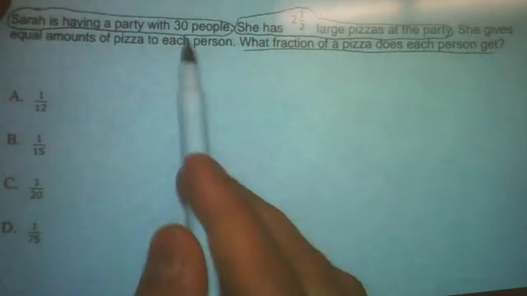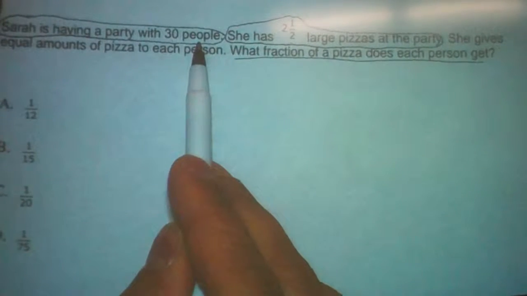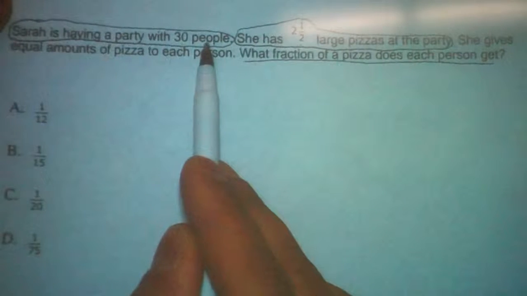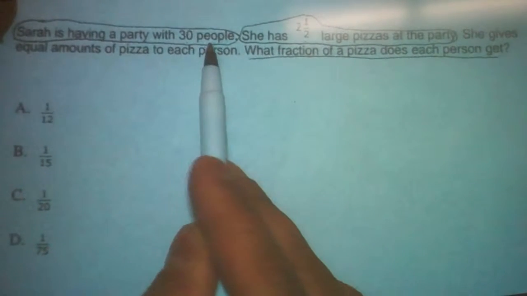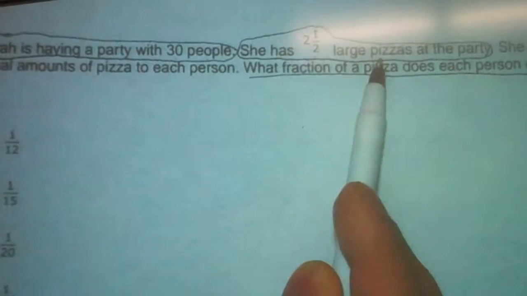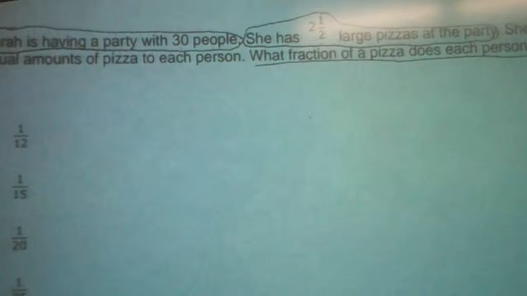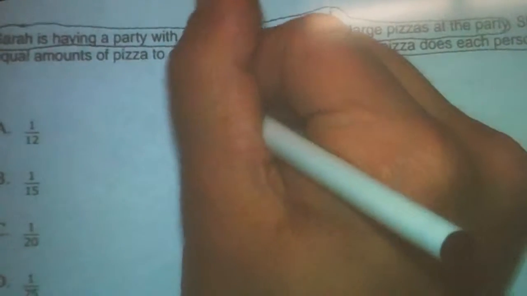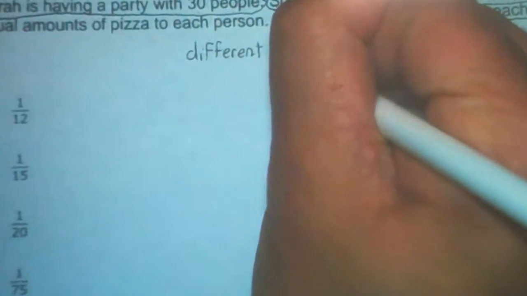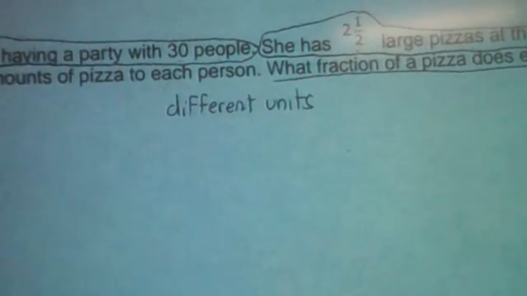First thing, I notice a fraction and another number. One of the units with the 30, call out what's the unit? People is correct. For 2.5, what's the unit? It's pizza. If you have different units, and I want you to make sure you write this down, what strategy should you be using? Call it out if you know it.